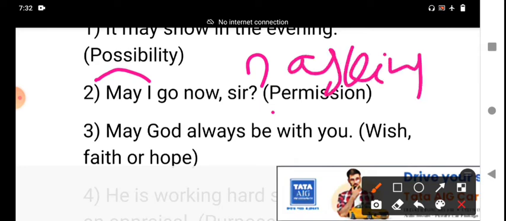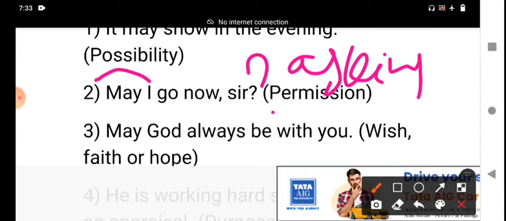Asking permission. Giving permission means you may go. Yes, that is giving permission. Both can be expressed in negative, positive, or interrogative form, or we give the answer also. You may go. That is giving permission. And the third function I will explain you: wish, hope, or faith. Mainly may does three functions: possibility, permission, and wish, faith or hope.